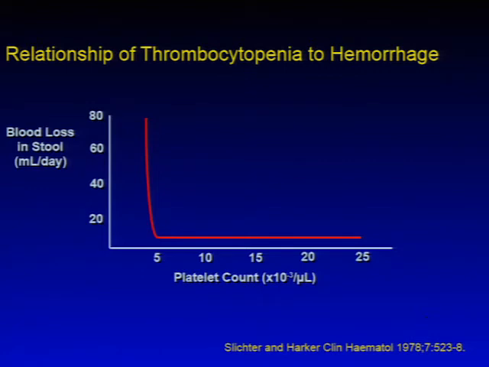So let's look at this graph here. Schlichter and Harker in this study took a more direct approach in attempting to define the level of thrombocytopenia that was clinically important. They administered radioactive iron to patients who were going to receive chemotherapy, and then they quantitated the amount of gastrointestinal blood loss by measuring stool radioactivity. And they noted a marked increase in blood loss only when the platelet count reached 5,000 per microliter.